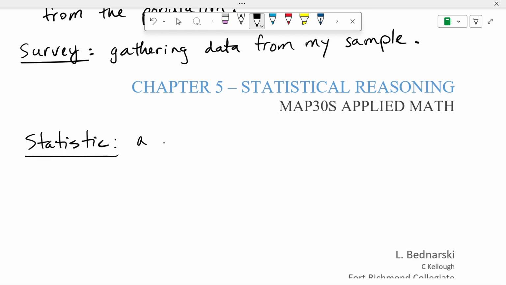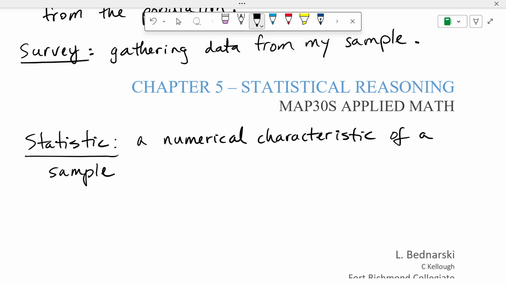It is a numerical characteristic of a sample. Again, sample being something that's taken from a population. So numerical characteristics are statistics. And notice that the word is sample.